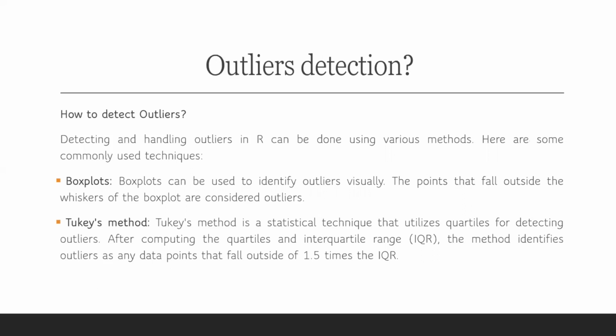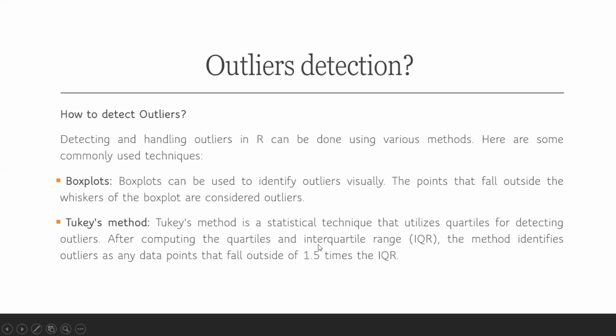So, what are the techniques for outlier detection, or how to detect them? Detecting and handling outliers in R can be done using various methods. Here are some commonly used techniques. First, we have box plots. Box plots can be used to identify outliers visually. The points that fall outside the whiskers of the box plot are considered outliers, and we will see its practical implementation in this video.